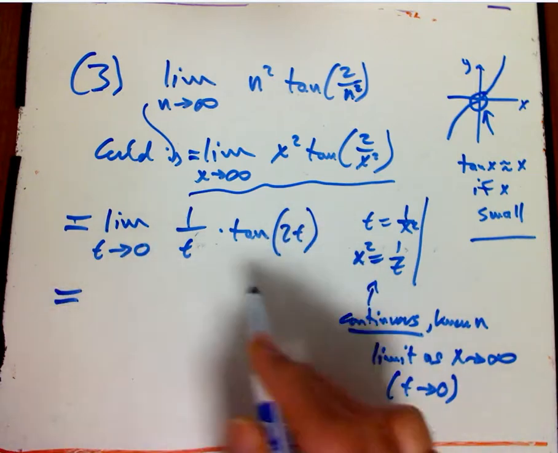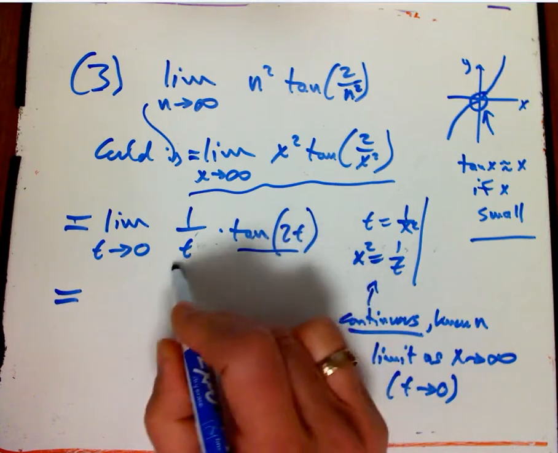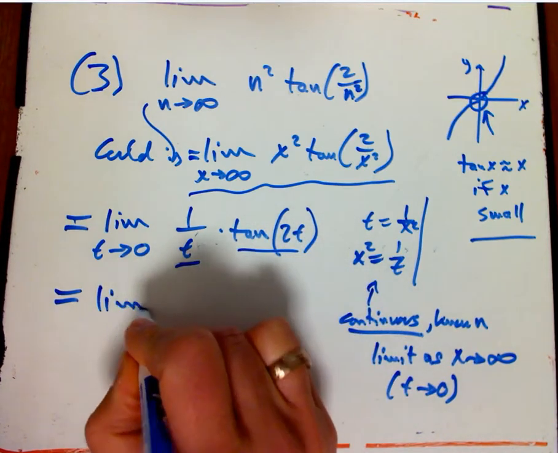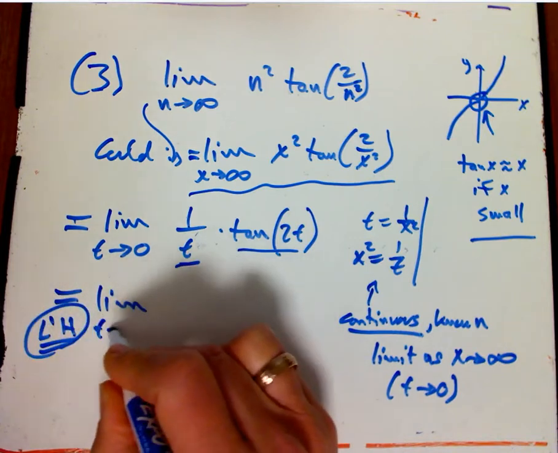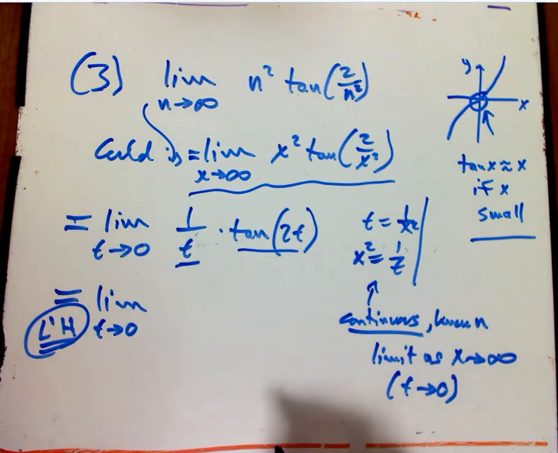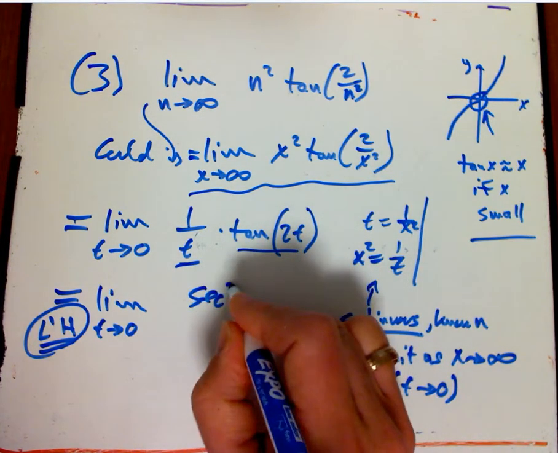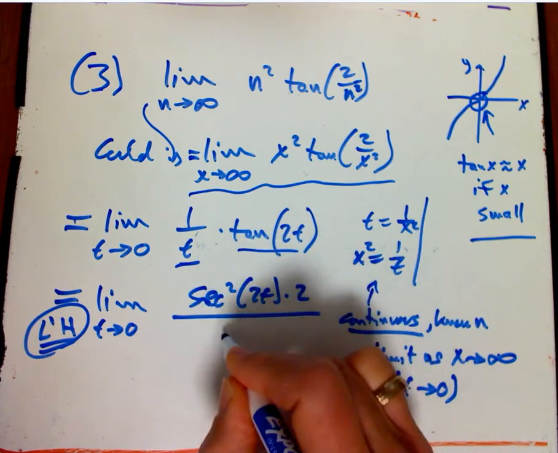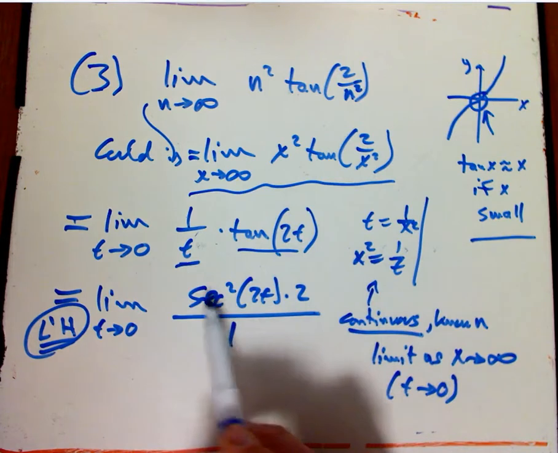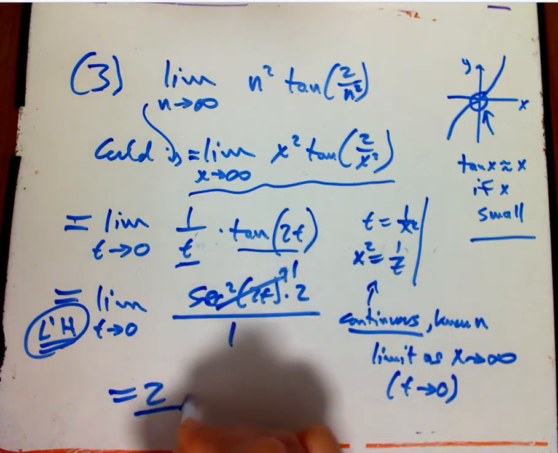Now we're in a nice L'Hopital situation. This is 0 over 0. We use L'Hopital. Remember, always check that L'Hopital really does apply, instead of just saying, oh, I've got a quotient of two things, I'm going to use L'Hopital. It might not apply, and you could get a totally wrong answer. So we get secant squared of 2t times a 2 for the chain rule, over 1. Secant squared, when t goes to 0, is just 1 over cosine squared. That just goes to 1. And voila, it's equal to 2.